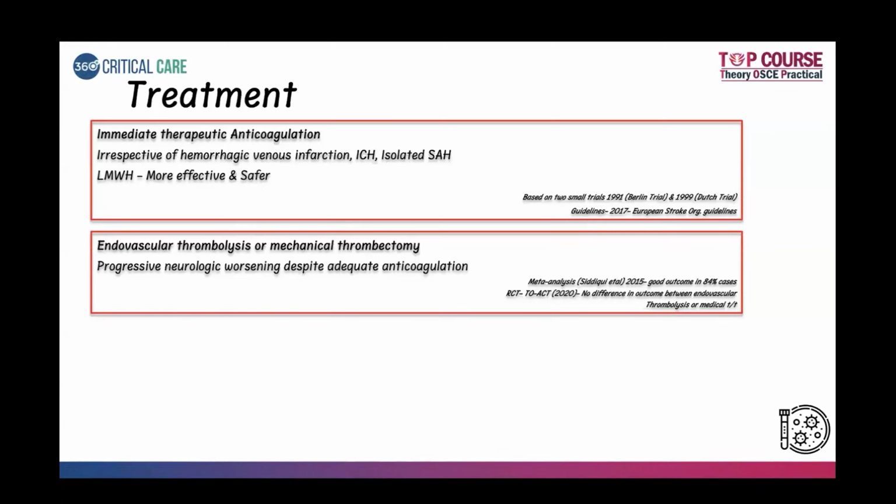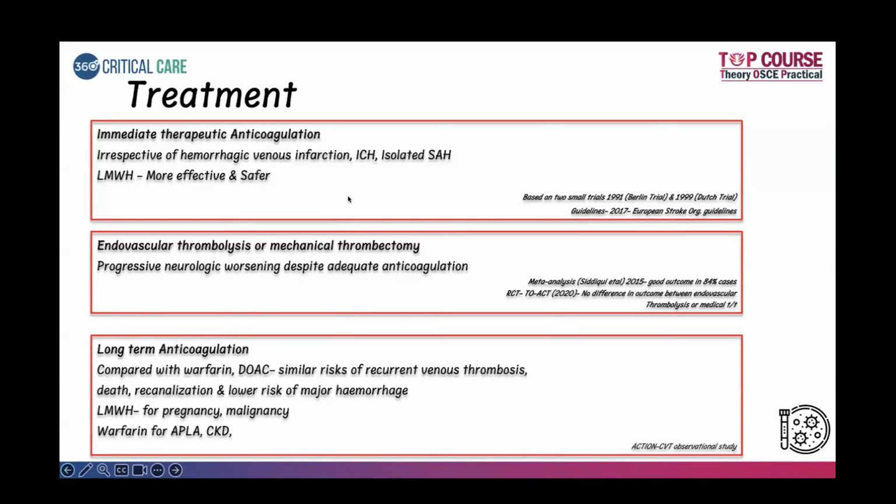The benefit is not widely studied, but anticoagulation is the mainstay of treatment, and this patient will require long-term anticoagulation, usually with a DOAC. But if the patient has pregnancy or malignancy, in that case low molecular weight heparin will be the drug of choice, and warfarin for APLA and CKD patients.